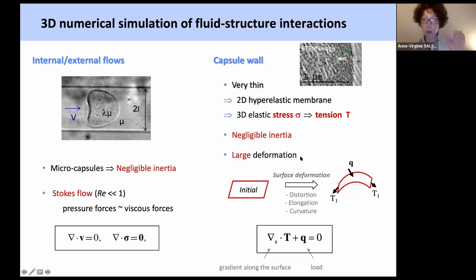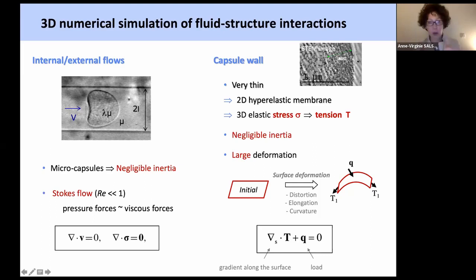Same thing, since the objects are very small and the membrane is very thin, the inertia of the material is negligible, but we are dealing with large deformations. So it's a 2D surface that can still deform in the 3D world, and we have possible distortion, elongation, and curvature changes when the capsule deforms. The local equilibrium is given on the right, and you see that you have an equilibrium between the external forces, so the forces induced by the shear, the viscous forces from the two fluids, and this is balanced by the internal forces within the membrane, so the gradient of tension along the surface that balances the external force.